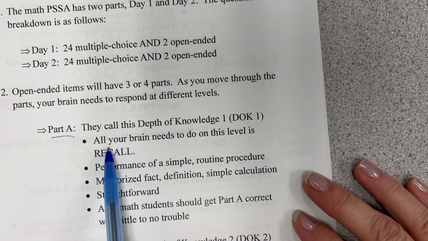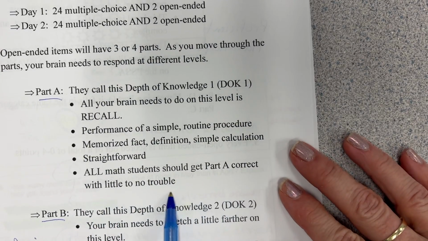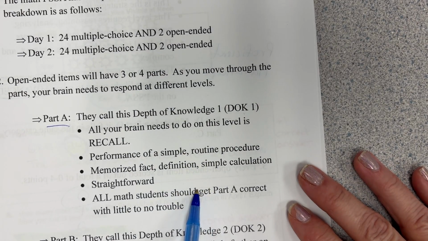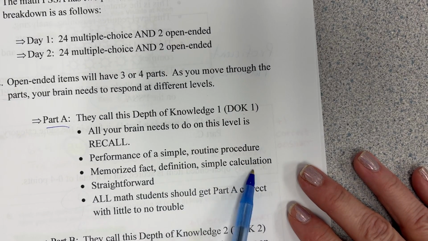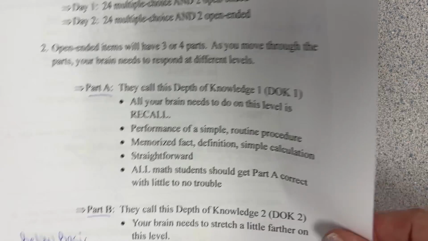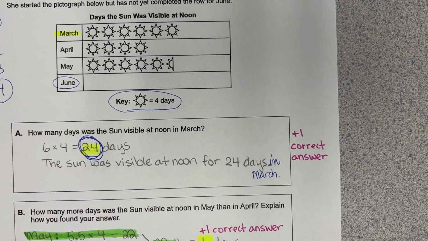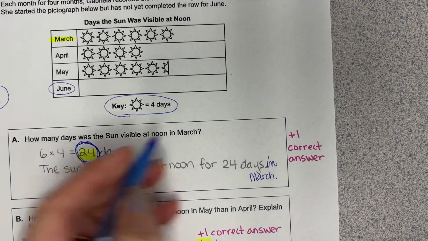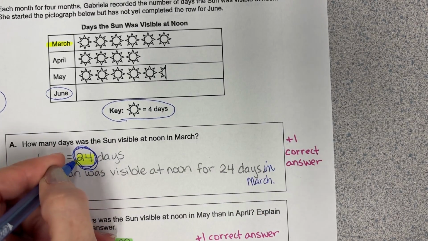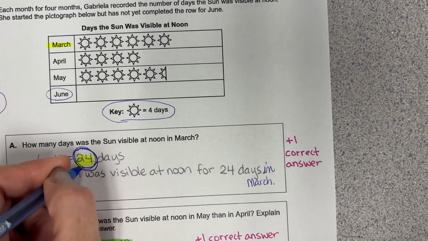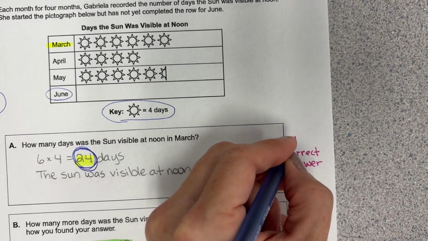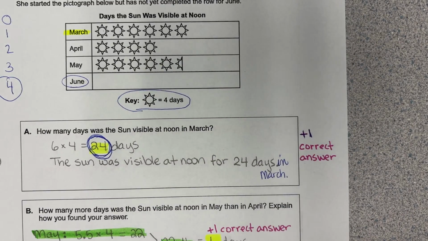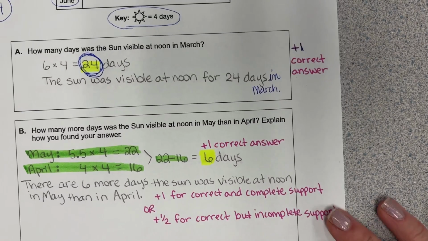And so remember, that lives in this level, part A, remember? Depth of knowledge 1. All math students should get it right. It's recall. It was the performance of a simple procedure, right? A simple calculation, very straightforward. So hopefully everybody gets a +1. In fact, why don't you start grading your own paper? If you have the number 24 in this box, I want you to put +1 out to the right side, okay? Let's go to part B.